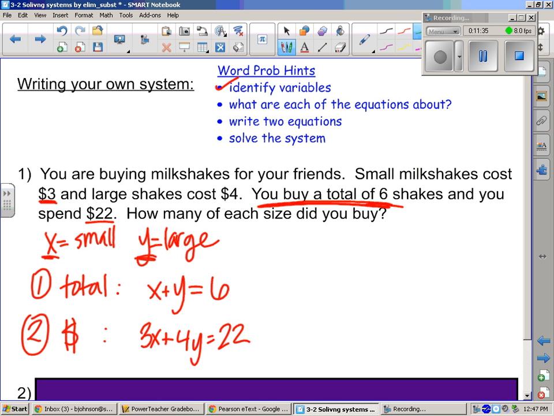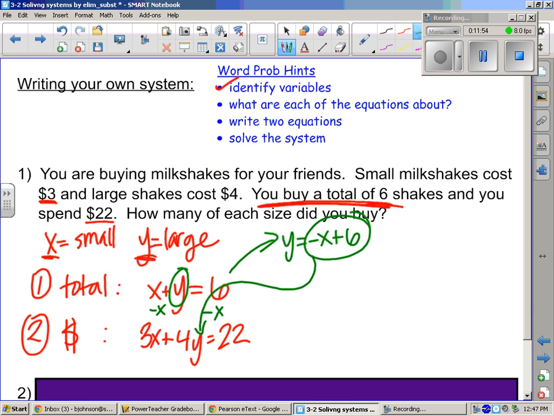It is up to you what method you want to use. I'm going to go back to what Mrs. Kendrow taught us about choosing wisely. If I wanted to get the y by itself in this top equation, all I would have to do is subtract x on both sides. I get y equals negative x plus 6. That will substitute for y into my other equation.